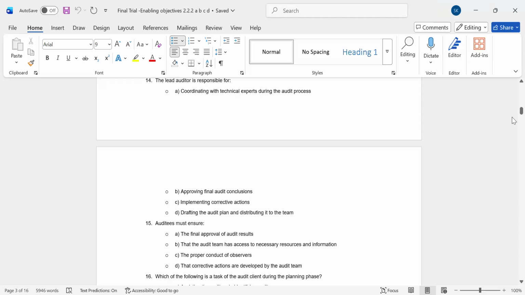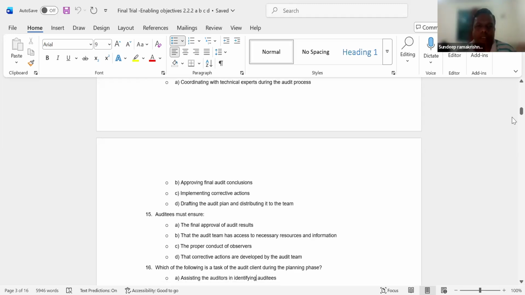Auditees must ensure: A. The final approval of audit results. B. That the audit team has access to necessary resources and information. C. The proper conduct of observers. D. That corrective actions are developed by the audit team. It's B. The audit team has access to necessary resources and information. Okay. Anybody else? Any other answer?